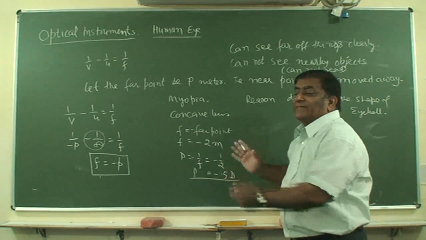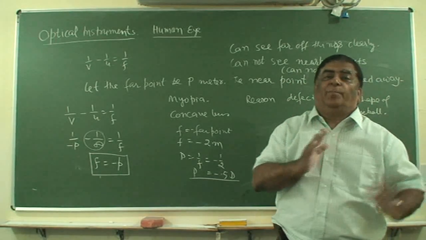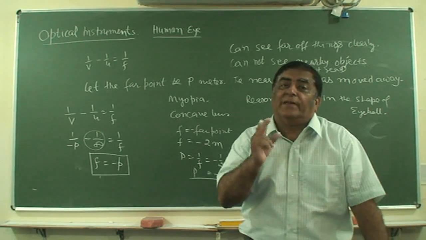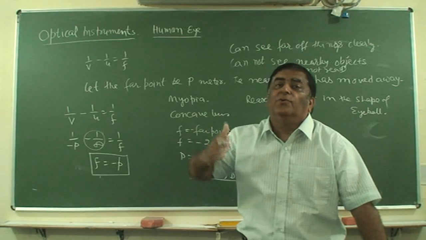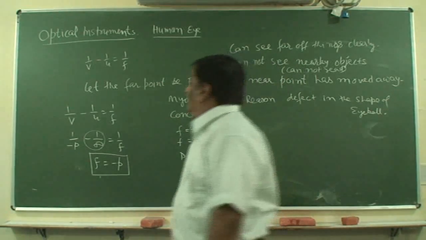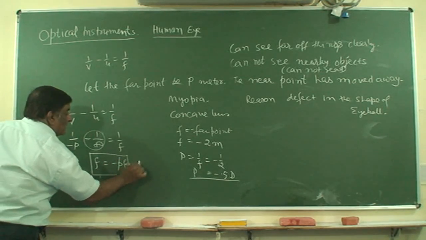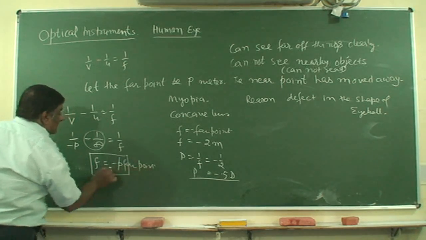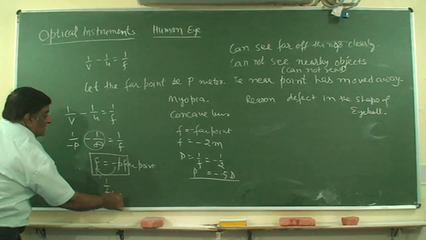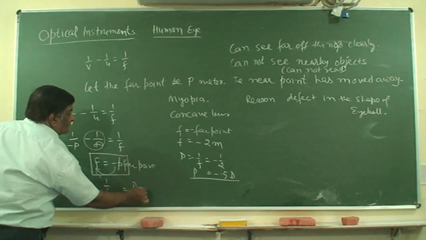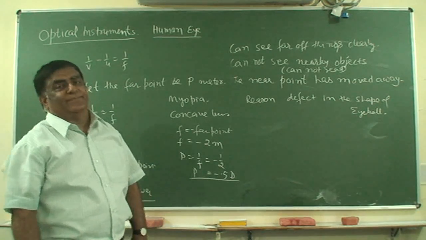So you must practice on this. This is the part which is mostly asked from this topic. That what should be the number of glasses, what does it mean, and how it is related to far point. So remember again, the far point gives the focal length, and 1 upon f in meter gives you power. So this is correction for myopia.